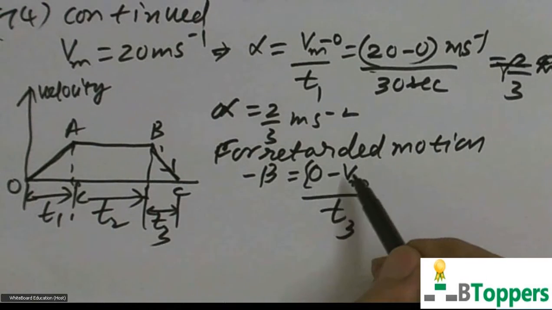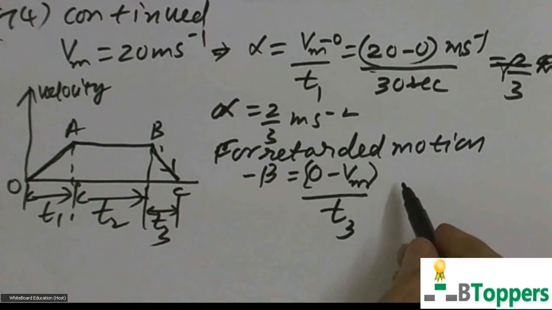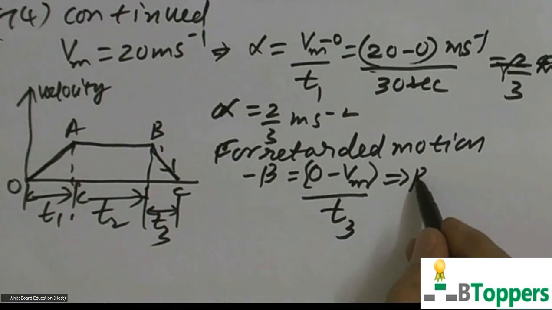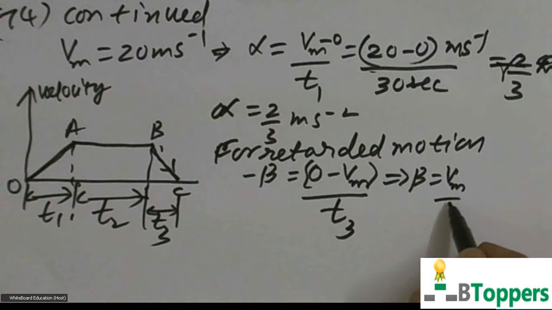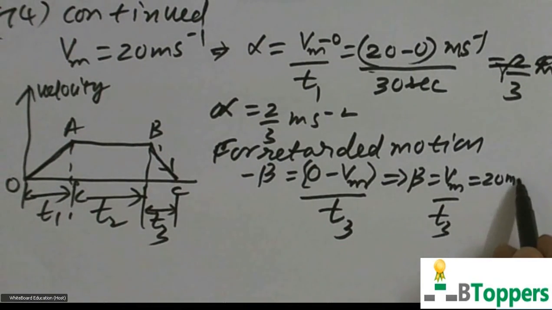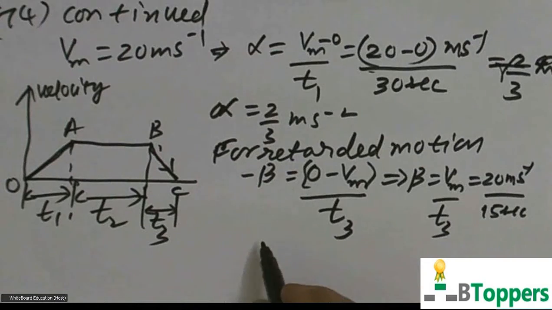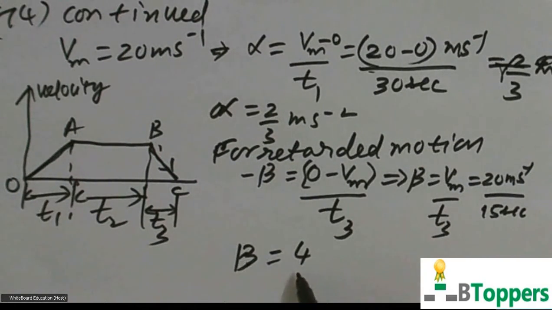At the end of retarded motion, final velocity is 0. Initial velocity at the beginning of retarded motion is equal to maximum speed, which is equal to 20 meter per second. From that you get beta equal to maximum speed by T3. The maximum speed you get is 20 meter per second. Time T3 for the last part of the motion is given as 15 seconds. So you get beta equal to 4 by 3 meter per second square.